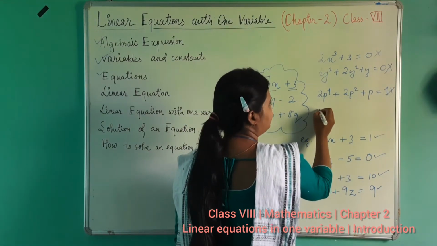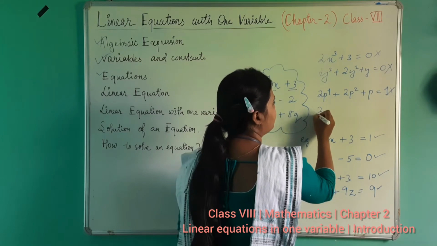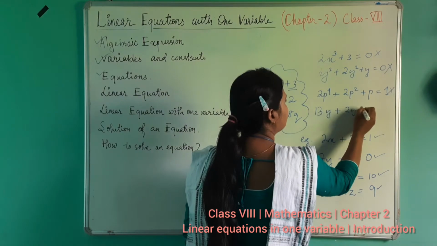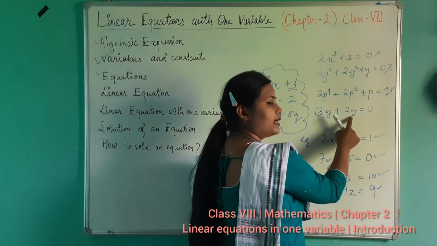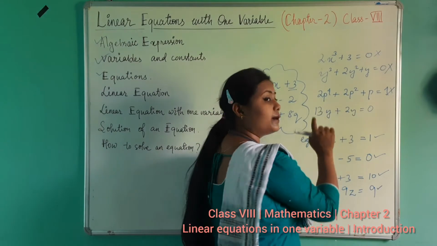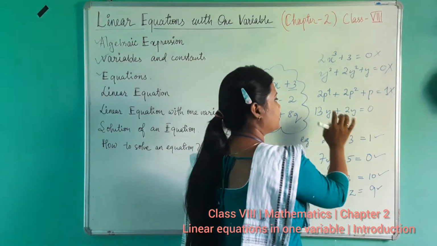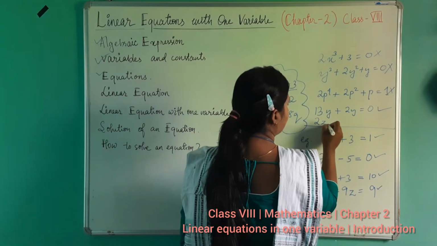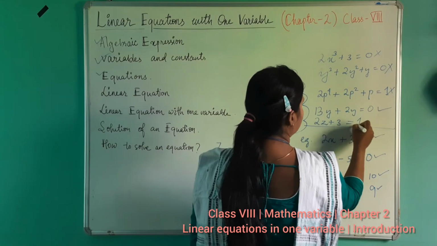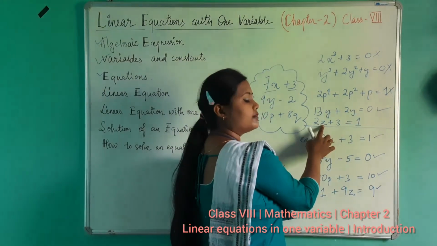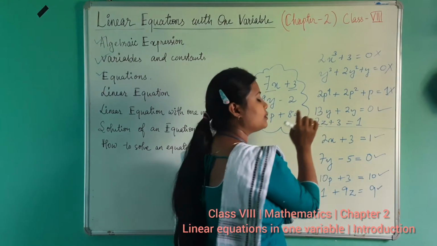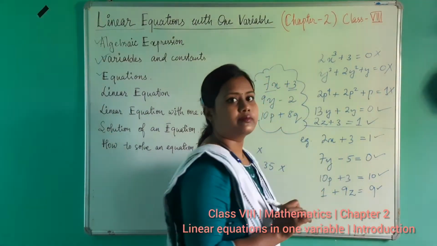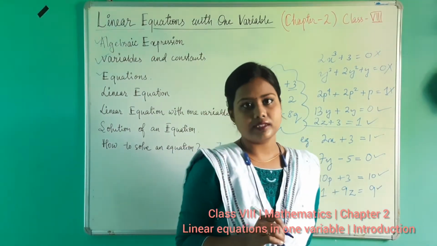But if I write 13y plus 2y equals 0. Here the variable is y and both the powers are 1. So this is a linear equation. And if I write 2z plus 3 equals 1, the variable is z and there is nothing written in place of power, means the power is 1, and this is a linear equation. I hope you are clear about the linear equation.